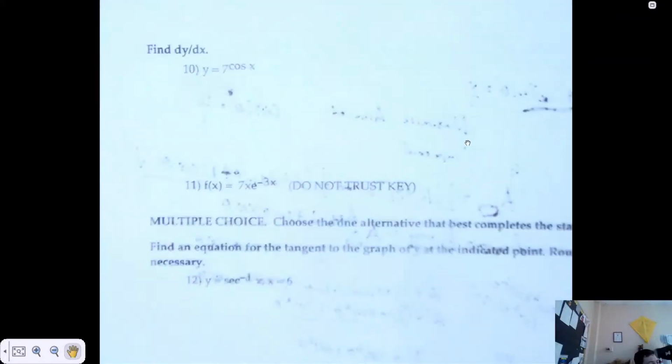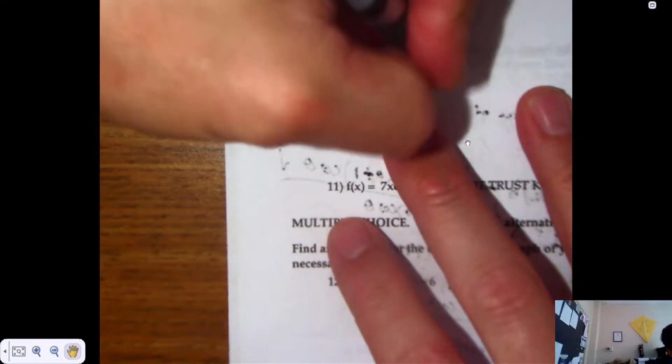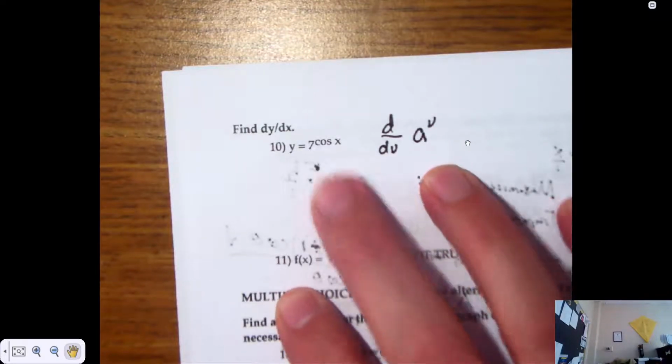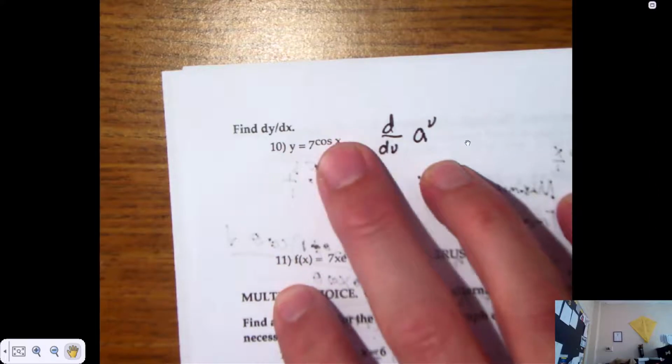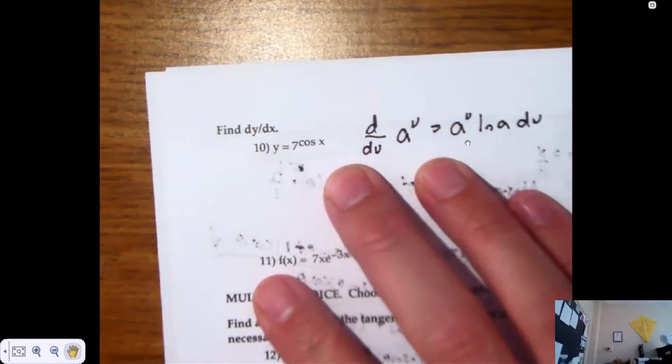All right, here we have y equals 7 to the cosine of x. Now, the form on this one, if you're looking at the sheet, and I think you are, is the derivative with respect to u of a to the u. That's the one it is, because we have a base and an exponent, just like that form does. It is a to the u natural log a du.